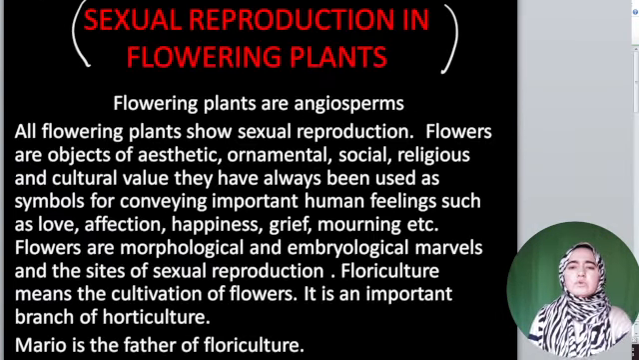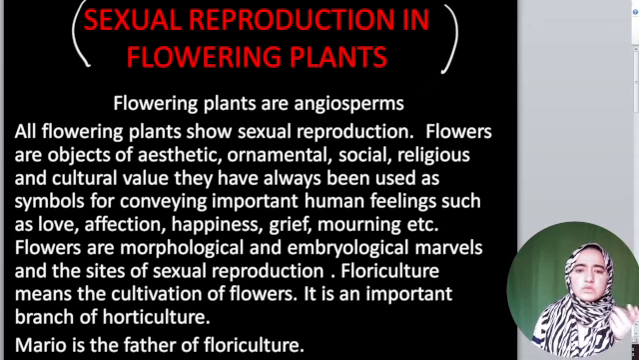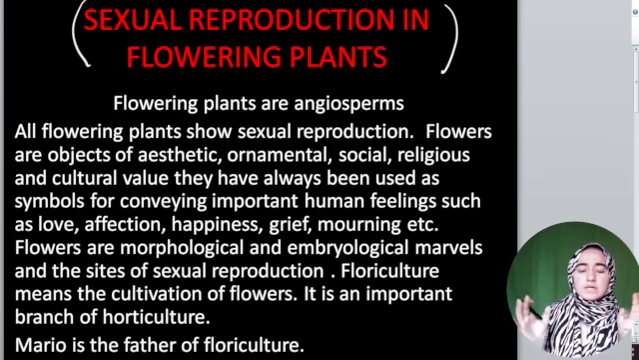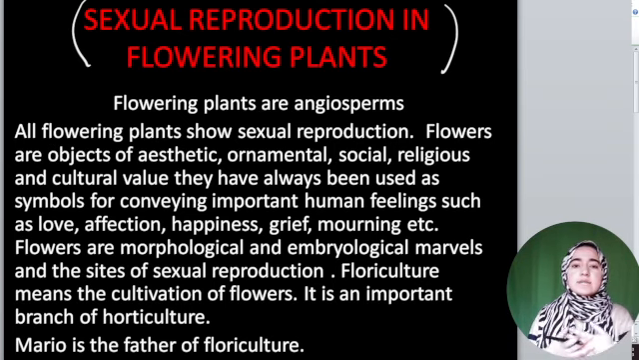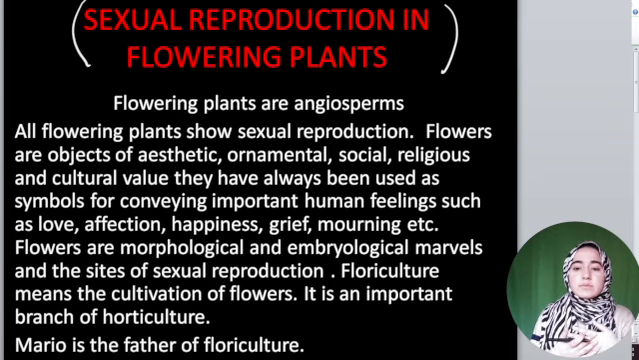And as we know, we use flowers for ornamental purposes, in order to make our surroundings and our homes attractive. Besides this, we use flowers for religious purposes. They are used for cultural value. They are used to express feelings and emotions like happiness, grief, mourning.